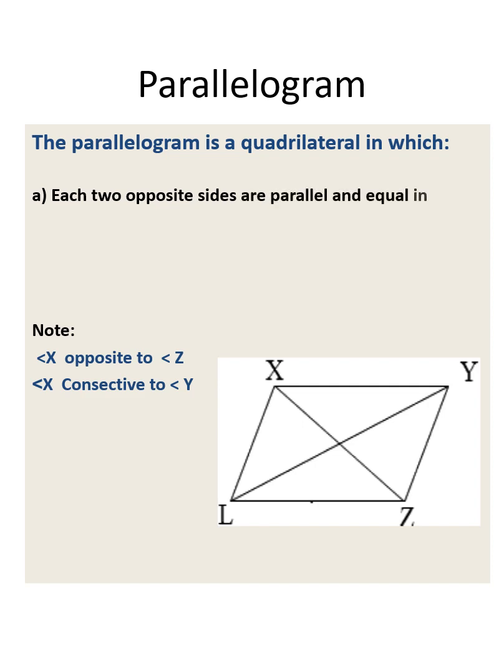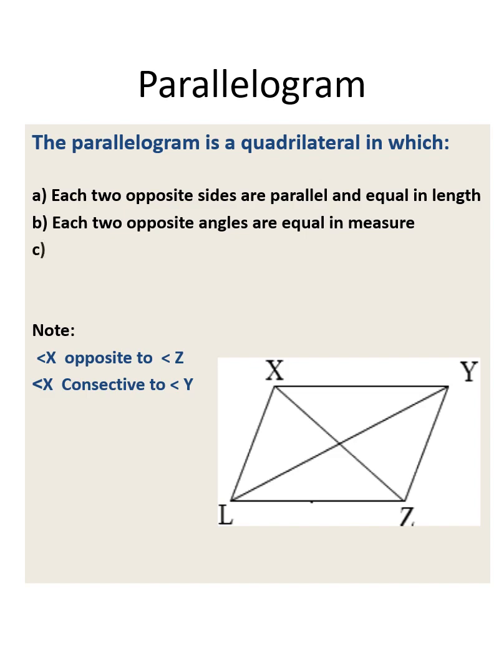YZ is parallel and equal to LX. Each two opposite angles are equal in measure. It means angle X equals angle Z, and angle Y equals angle L. If angle X equals 50, it means angle Z equals 50 also.